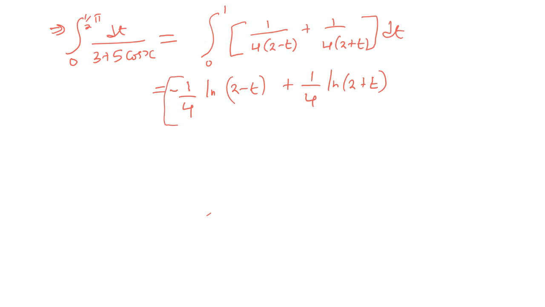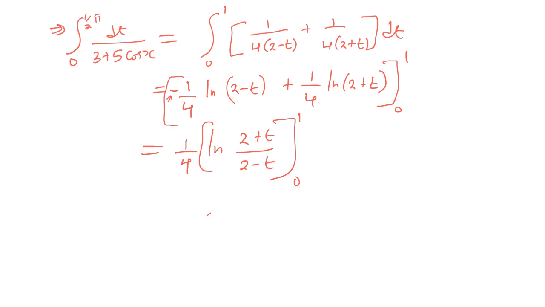Remember when we are integrating, there are those integrals that involve natural logarithms. You differentiate somewhere in the denominator. That's why this is a negative. So if you arrange, using laws of logarithms, this is going to be 1 over 4 natural logarithm of (2 plus t) out of (2 minus t). So let's now feed in the limits, 0 to 1.